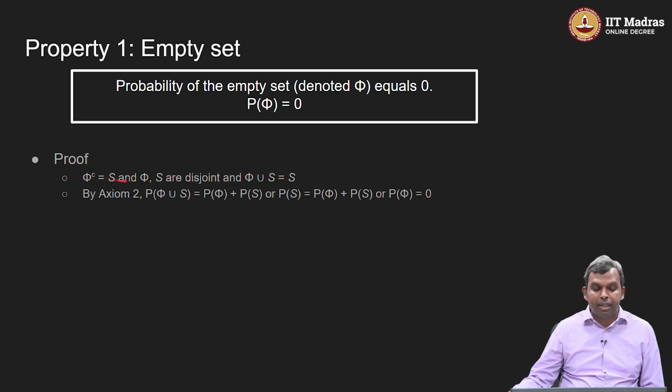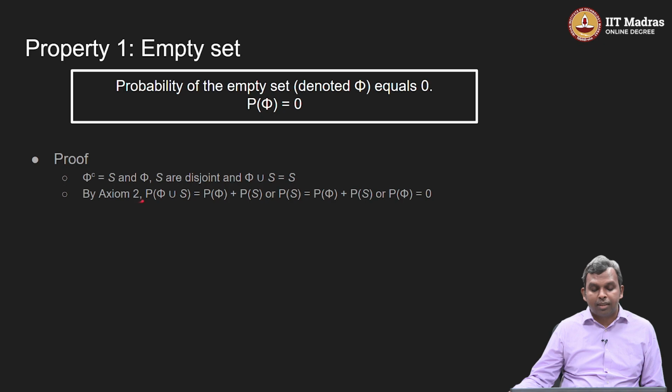So, these are three critical observations involving the empty set. The empty set's complement is the entire set S. So, that clearly means that the empty set and the sample space are disjoint, and interestingly, if you take the union of the empty set with the sample space, you will get the sample space. So, these are easy things to think of, and now we are ready to use axiom 2. Okay. So, you have two disjoint events and we know their union. So, let us use axiom 2.